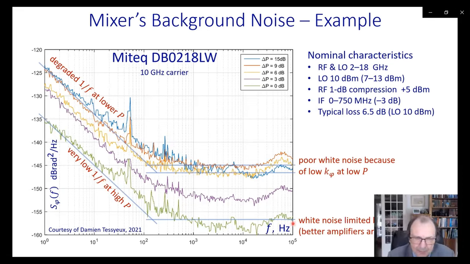Anyway, the noise here is limited by a DC amplifier, and better options are available. It is actually easy to get below minus 160 dB and reasonably easy to get to minus 170. This without playing statistics to reject the mixer. This is the noise of the mixer alone.